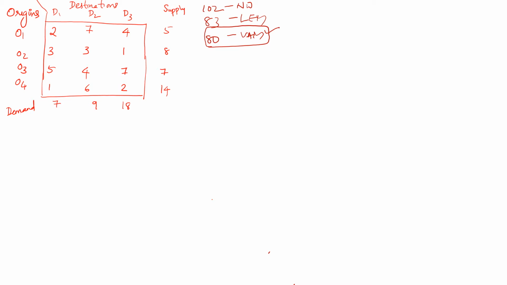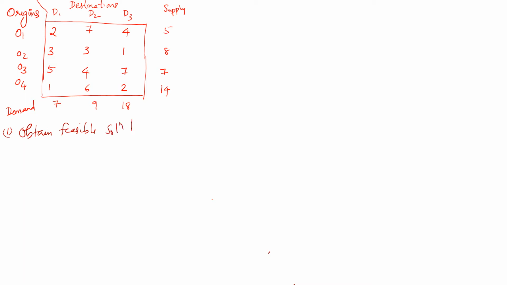So when we want to find the optimal solution, the first step will be to obtain a feasible solution by Vogel's approximation method. Why do we use Vogel's approximation method? Out of the three methods, Vogel's approximation method gives us the lowest cost. So the first step is to find the feasible solution by VAM. You can check the last video to know how we find this feasible solution by VAM.